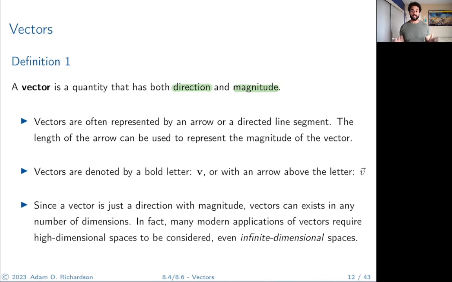Because of this, vectors are often represented by an arrow or a directed line segment. We're going to play around with these a lot in just a minute. So vectors are often just given as arrows, and they'll basically say which direction you're supposed to go.